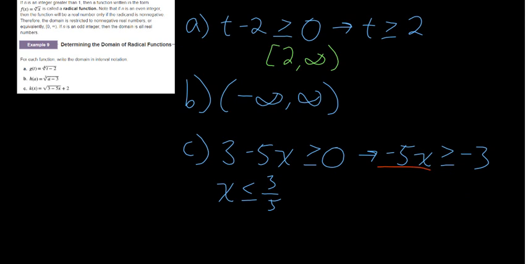So the domain of C would be all real numbers that are less than or equal to 3/5. Okay, so I would write that as we would go from negative infinity on the number line all the way to a positive 3/5 and stop. Okay, that's how we find the domain of radical functions.